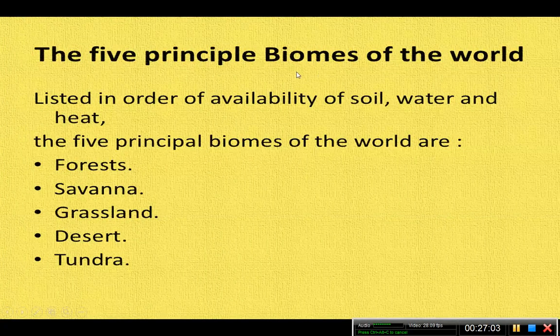So the five principal biomes of the world: there are five main biomes found in the world, that are forest, savanna, grassland, desert, and tundra. That may be forest vegetation, savanna vegetation, grassland, desert vegetation, and tundra. And depending on that, the animal life also will vary, and that way they have distinct features in these particular areas.